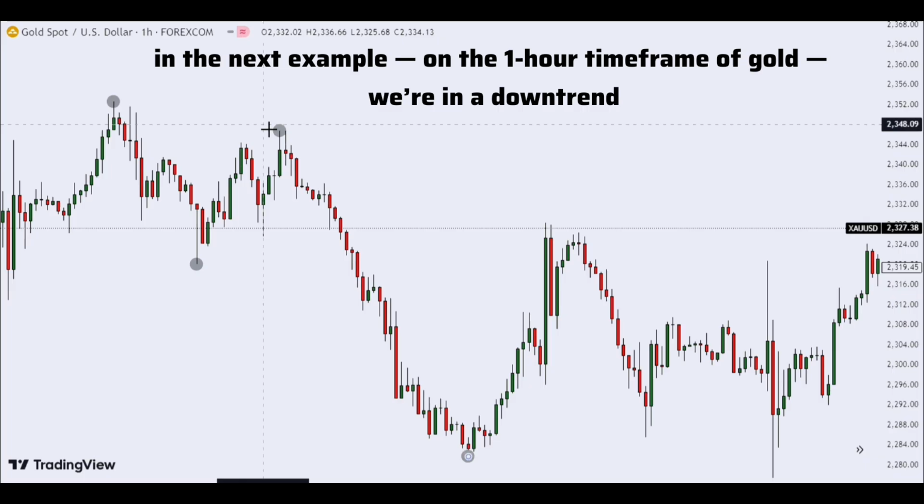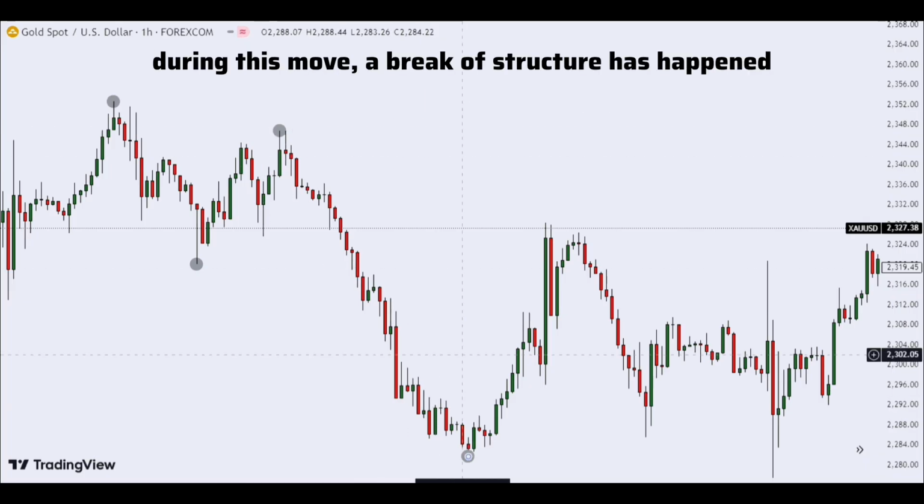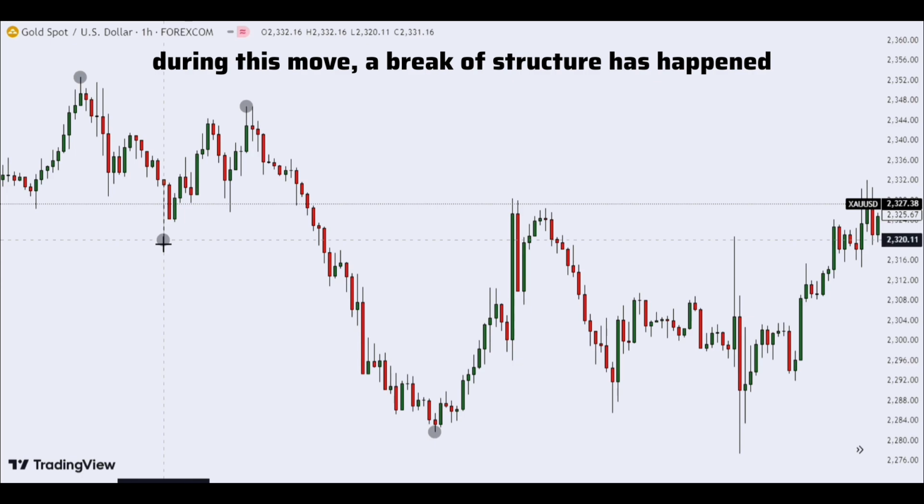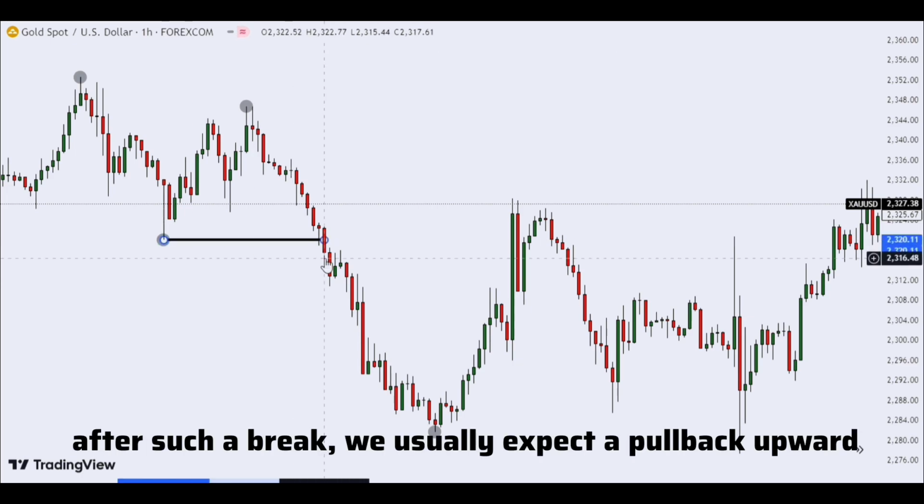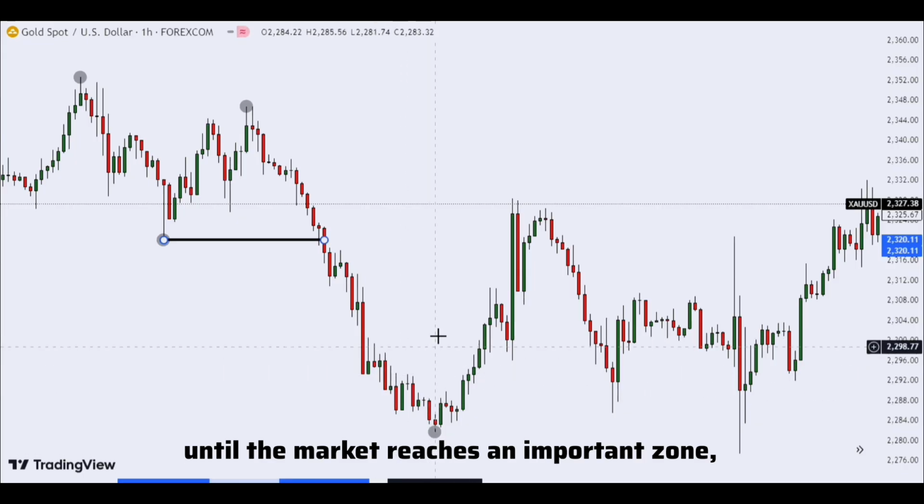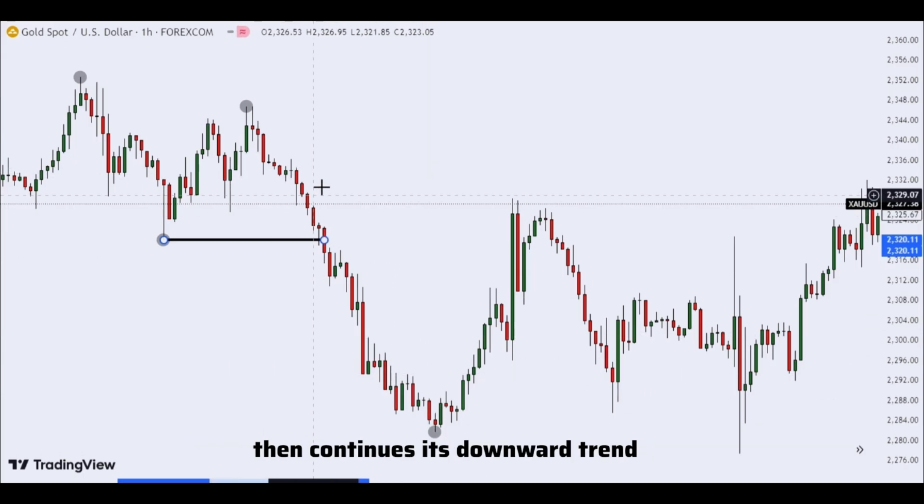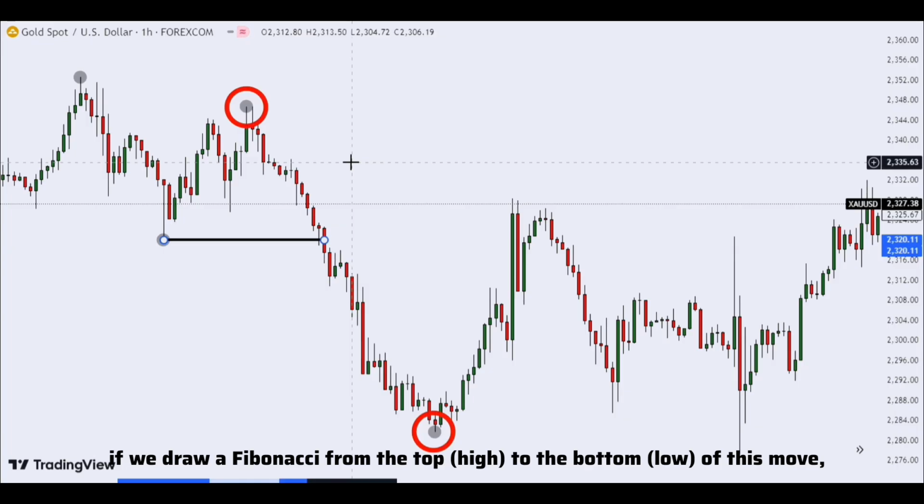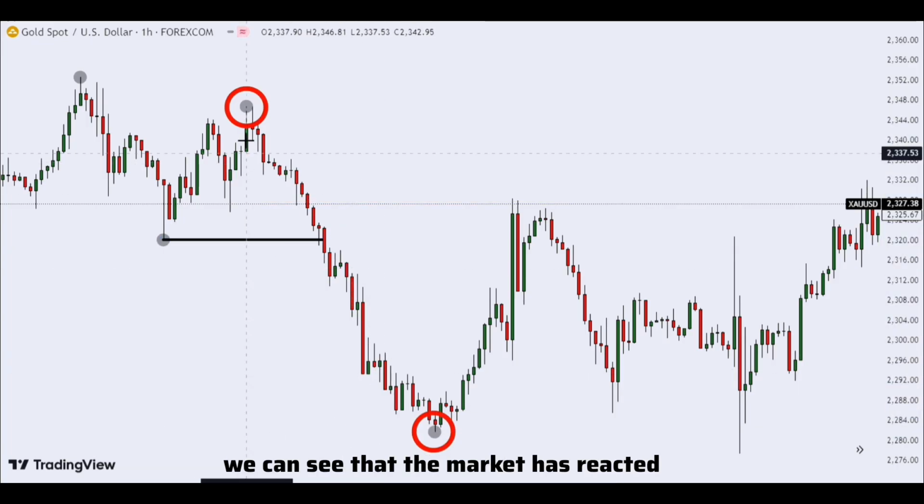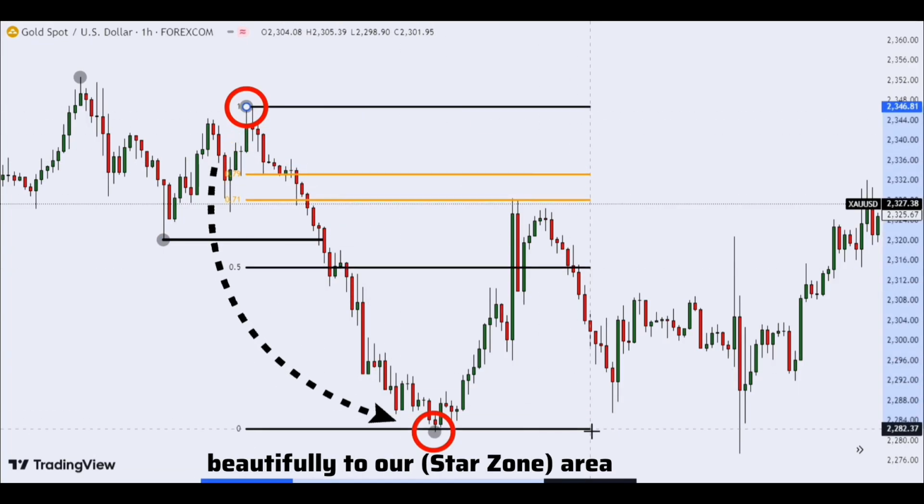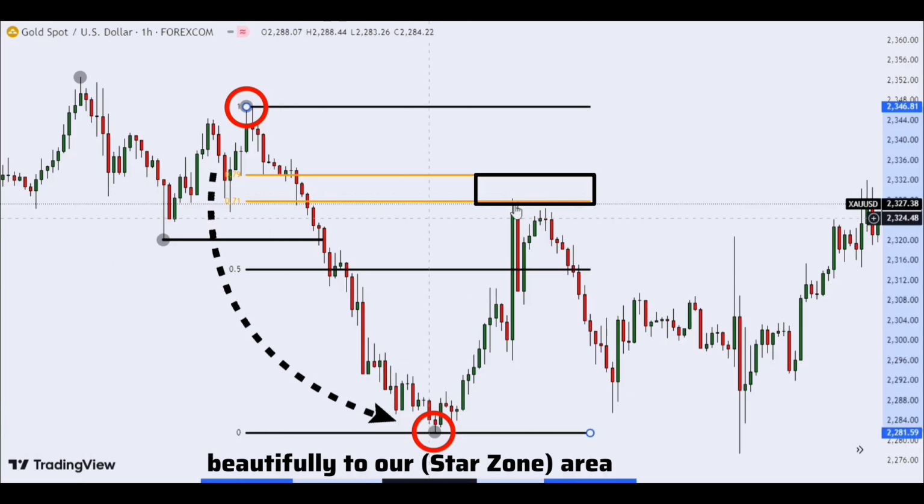In the next example, on a 1 hour time frame of gold, we are in a downtrend. During this move, a break of structure has happened. After such a break, we usually expect a pullback upward until the market reaches an important zone, then continues its downward trend. If we draw Fibonacci from the top to the bottom of this move, we can see that the market has reached beautifully to our star zone area.